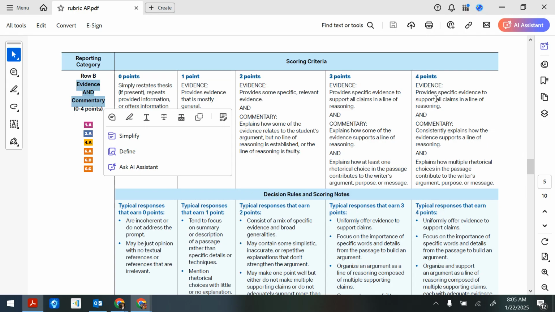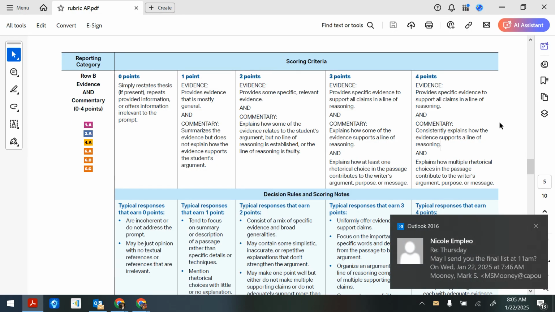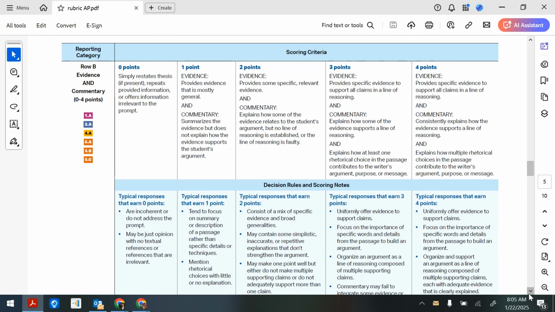Okay, so you want specific evidence, which this student provides, lots of quotes, consistently explaining how the evidence supports a line of reasoning. The reasoning here is that Lincoln wants reconciliation. The war is virtually over. At this point, they need to move forward and reconcile. They need to heal. Okay. They need to explain how multiple rhetorical choices contribute to that. The writer, or in this case, Lincoln and his speechwriters, a message or purpose of bringing the nation back together. Okay, the Northerner and their Southern brethren.